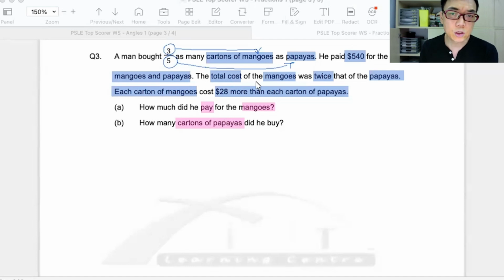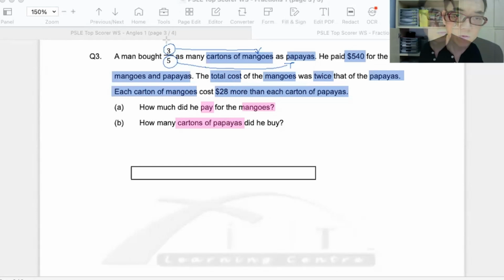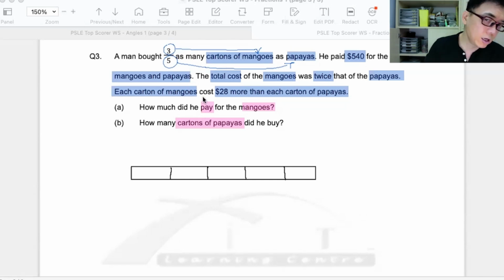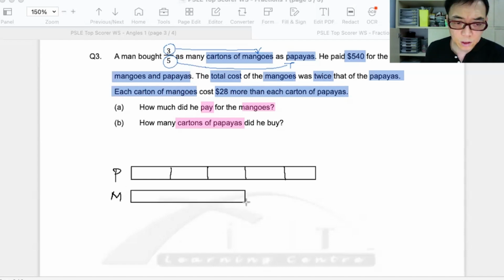Can you tell me, how many units should I start this model with? How many units do you want to cut this into? 5 units. Okay, let's cut this into 5 units. If you cut this into 5 units, then are you doing papayas or mangoes or total? Think first. Is it papaya, mango, or total? It's based on the fraction, which you told me is 5. Papayas. So therefore, mangoes is how many? So this will be your mangoes.